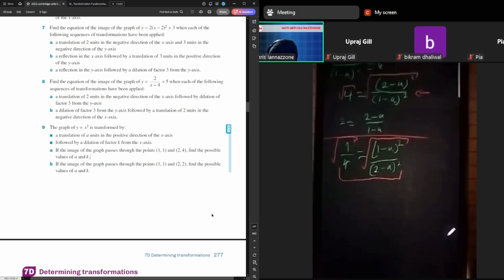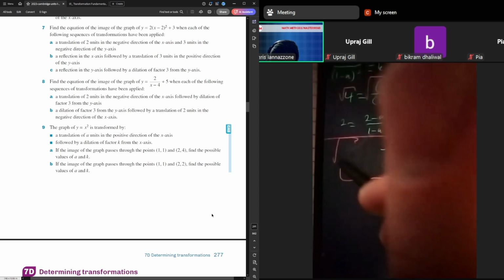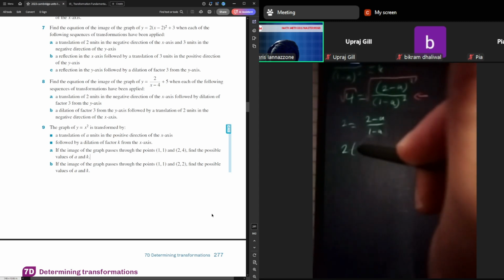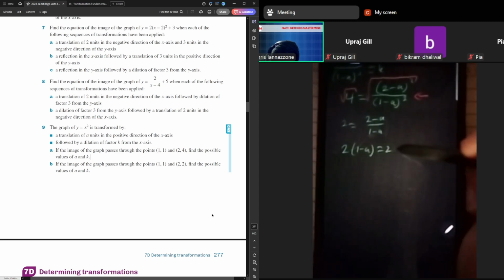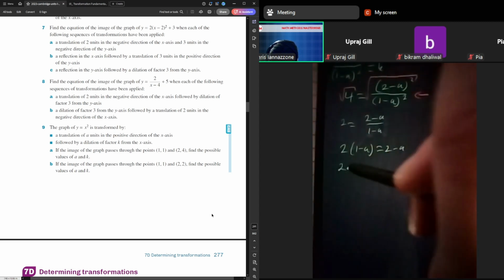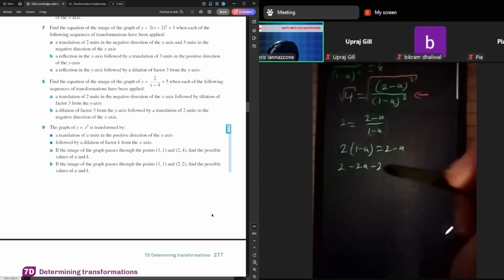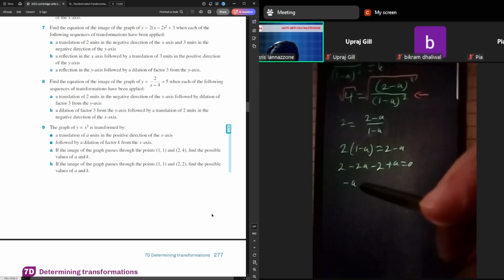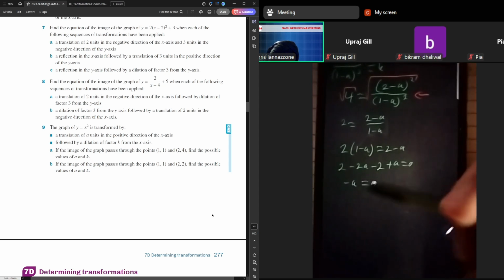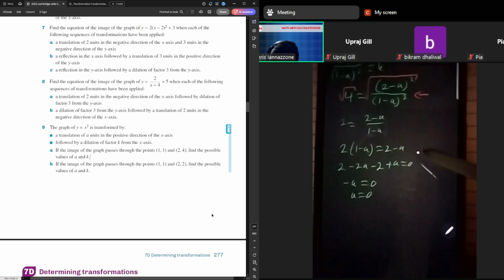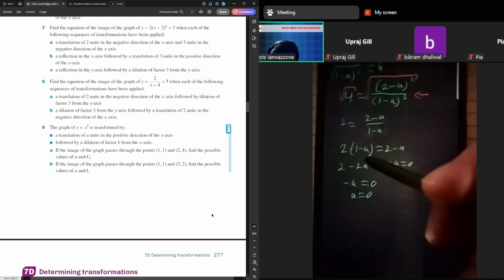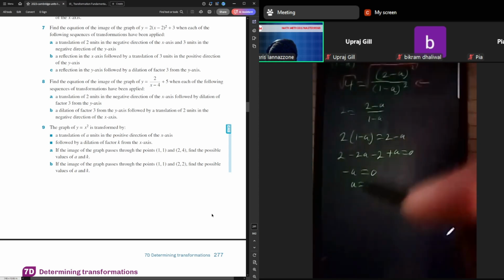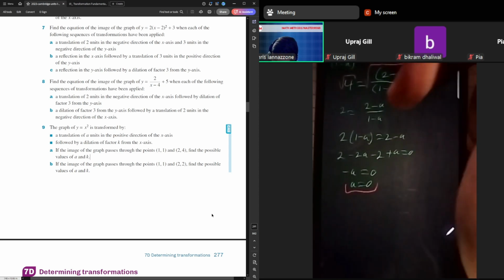All right, so we'll finish that solution just so we can do the rest of the question. 2(1 minus a) equals 2 minus a. 2 minus 2a minus 2 plus a equals 0. Minus a, so just a equals 0. Yeah, a equals 0 there. 2 equals 2, yep, checks out. So we got our a equals 0.